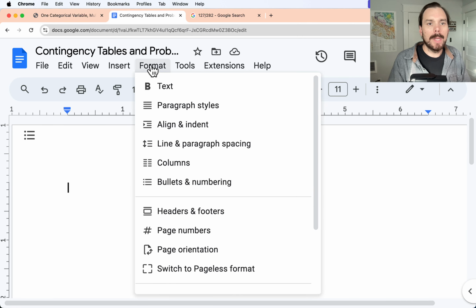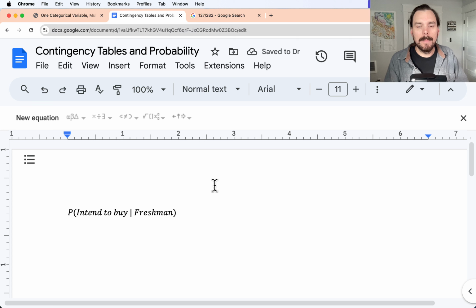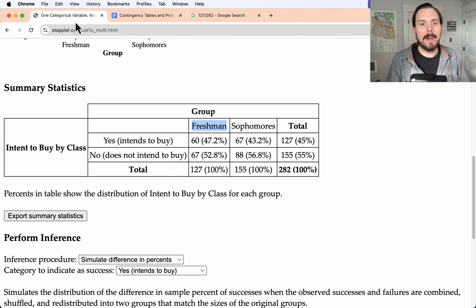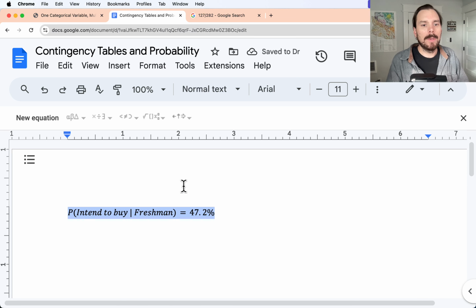Using the right notation for that, I'm going to insert an equation. That would be the proportion of freshmen who intend to buy. So the proportion who intend to buy given they are freshmen. That is how we label that conditional probability, or it's sort of an out of probability, a percent of a subgroup. And in this one, it is looking at the percent of freshmen who intend to buy, which is 60 out of 127, or 47.2%. That's just to show you the notation that would go with that.